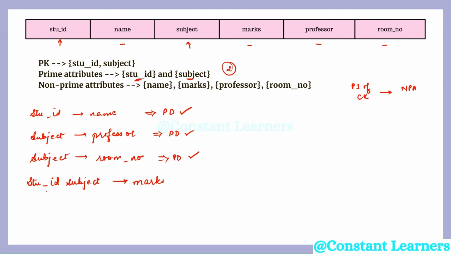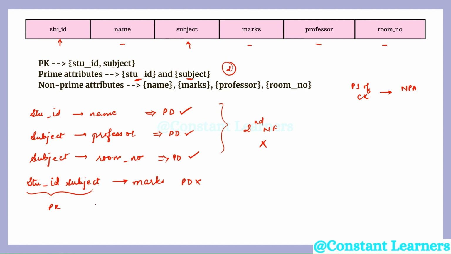And in this case, both student ID and subject, which is the primary key itself, is determining marks. So in this case, partial dependency does not exist, right? But there are three cases where partial dependency exists, and thus this table is not in second normal form, right? Now, I've already told you how we can transform the table into second normal form by splitting it into more than one table, right?